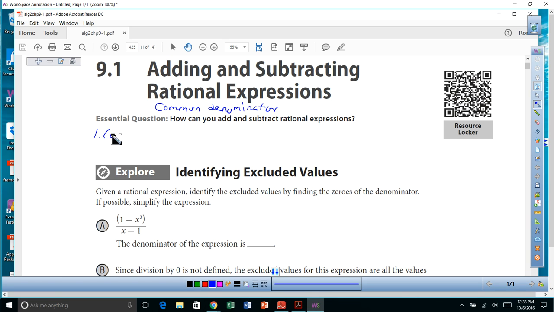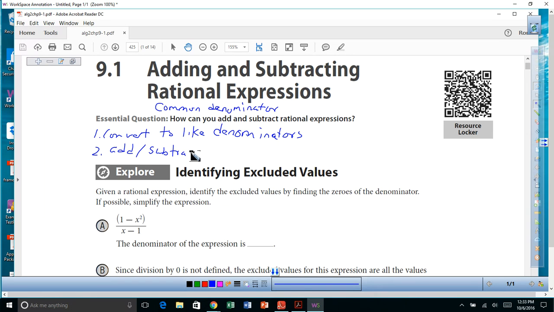Step 1, convert to like denominators. Step 2, add or subtract the numerators. And then simplify if possible.